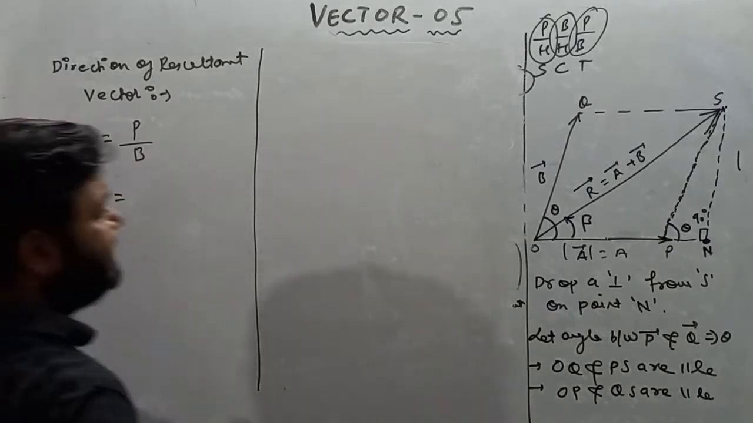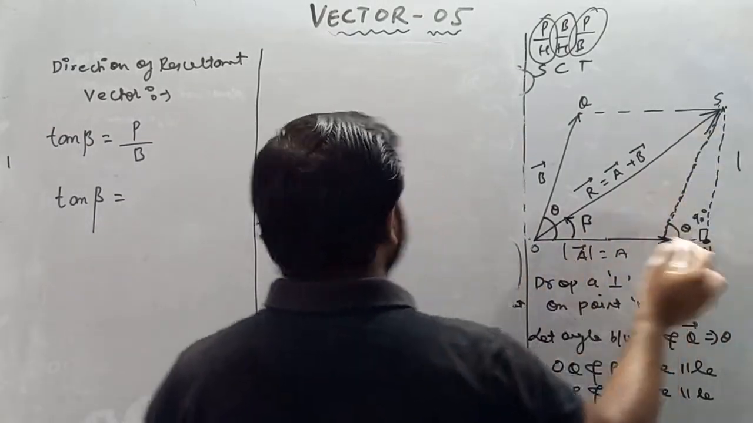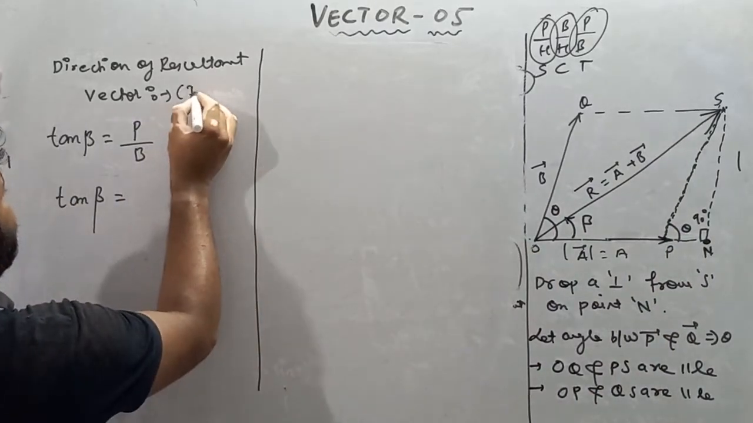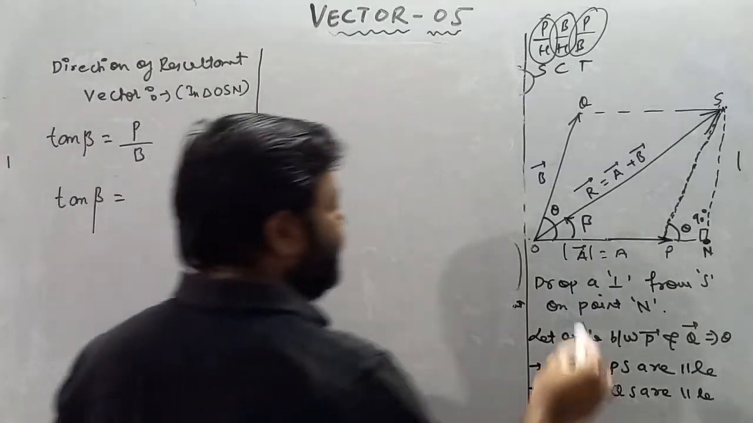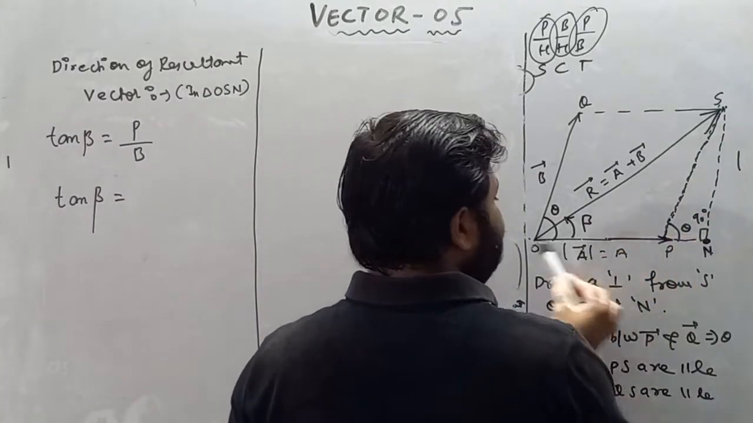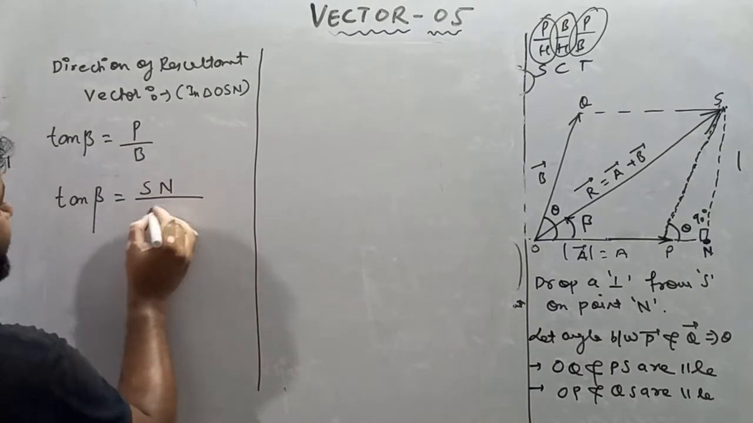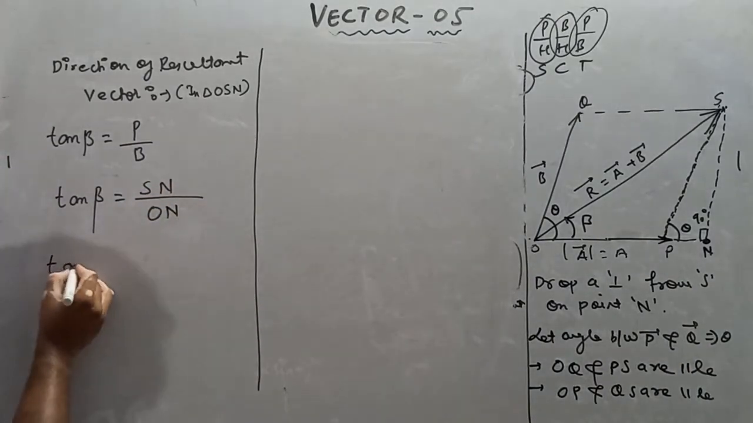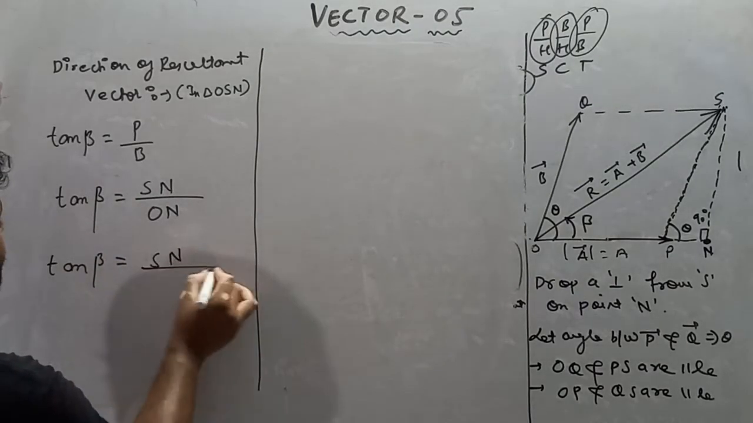Now tan beta is equal to, see, we have a triangle here. In triangle OSN, tan beta: perpendicular is SN and base is ON. So I'll write here SN by ON. Now see, tan beta is equal to SN by ON.